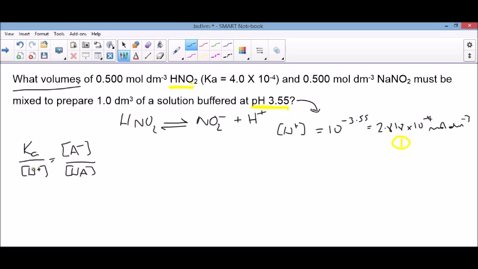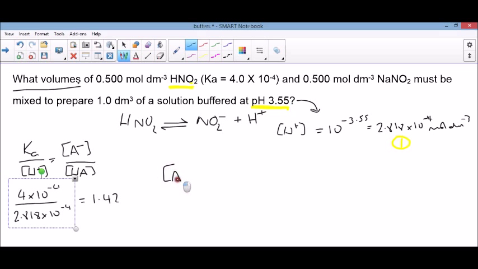Then we can go back over to this rearranged Ka expression and put the numbers into that. We've got 4 times 10 to the minus 4 divided by that concentration that we've just worked out, gives us a ratio of 1.42 to 1 essentially. So what that says is concentration of A minus to HA is 1.42 to 1.